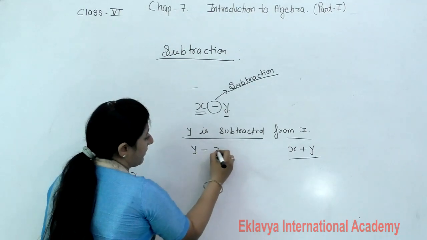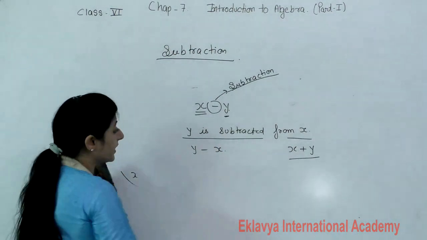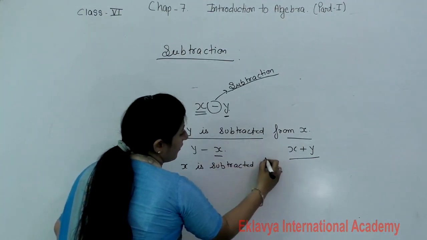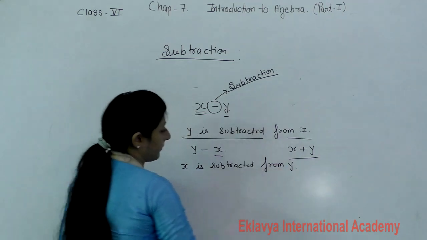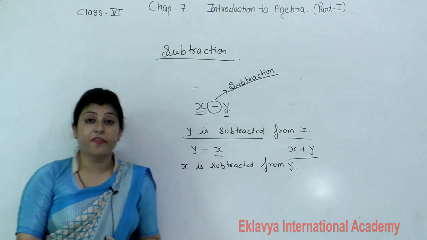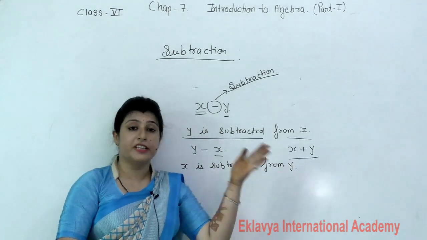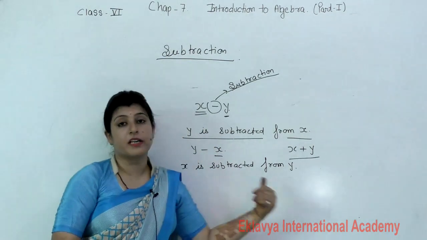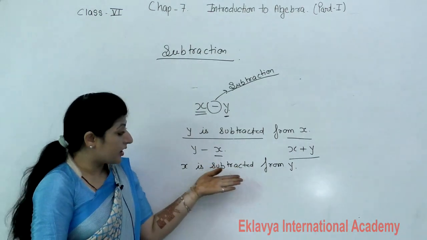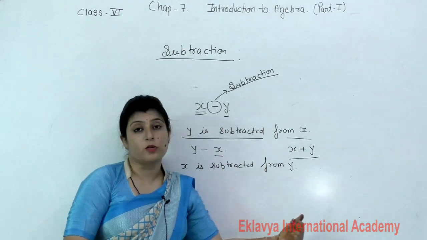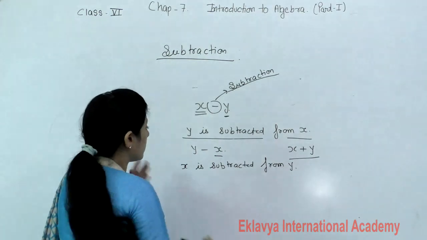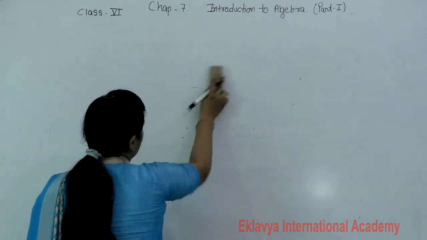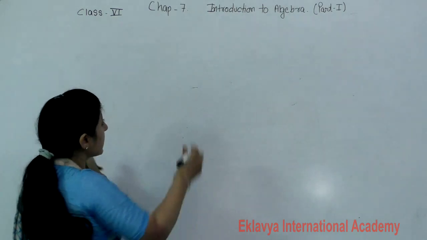If I write down y minus x, then how to read it? That x is subtracted from y. So read carefully. In a word problem, we make the expression or equation according to the wordings. So you concentrate on the wordings also properly. So there is a discussion of addition and subtraction. Now we will talk about the multiplication in algebra.